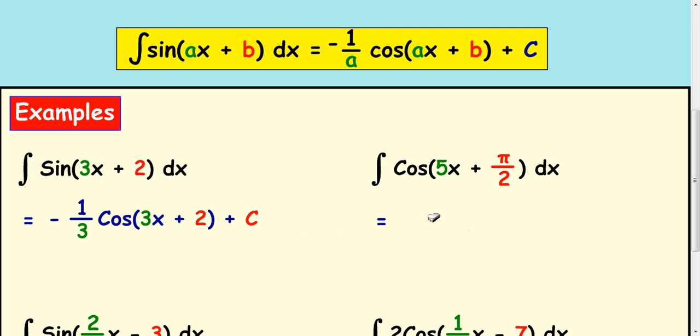Looking across, we've got the integral of cos 5x plus pi over 2. When you integrate the cos, you get sine. The derivative of this part is just 5. So we get a fifth sine, then your bracket plus c. Don't be put off by the pi over 2 here. That is just a constant value, so when you differentiate it, it goes to 0.